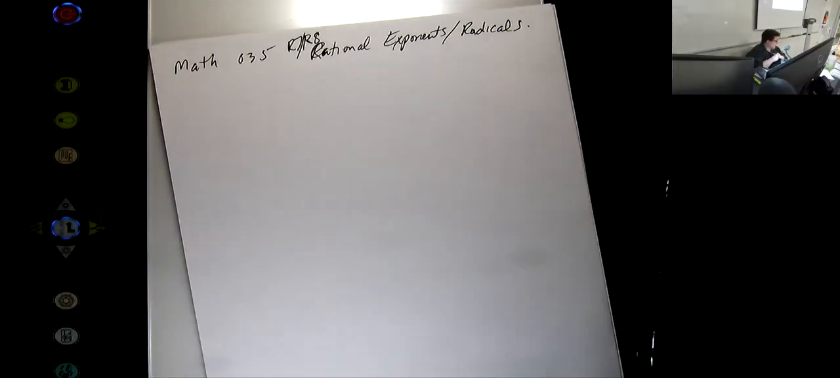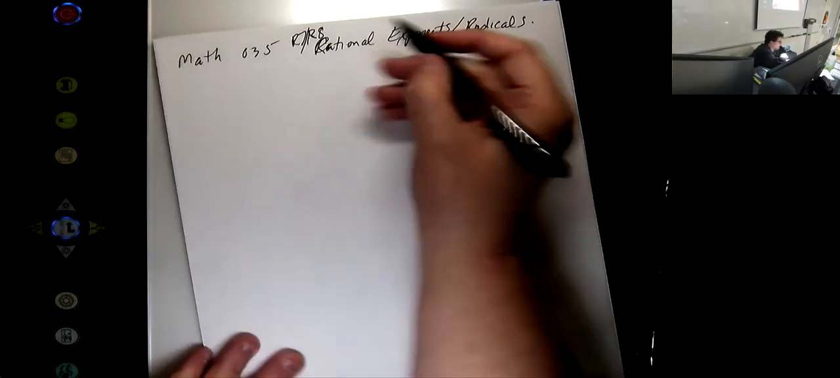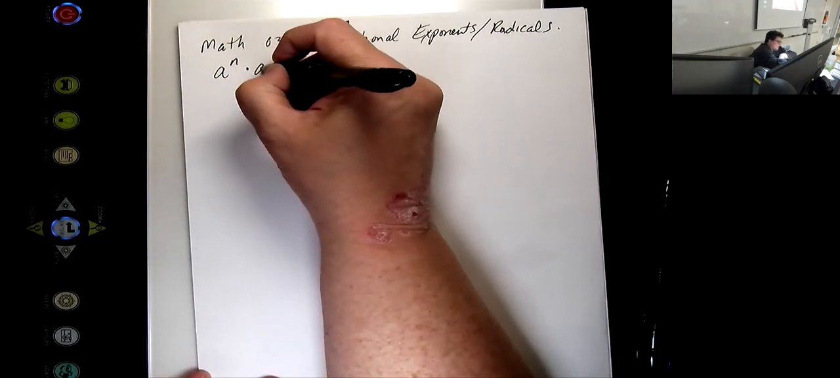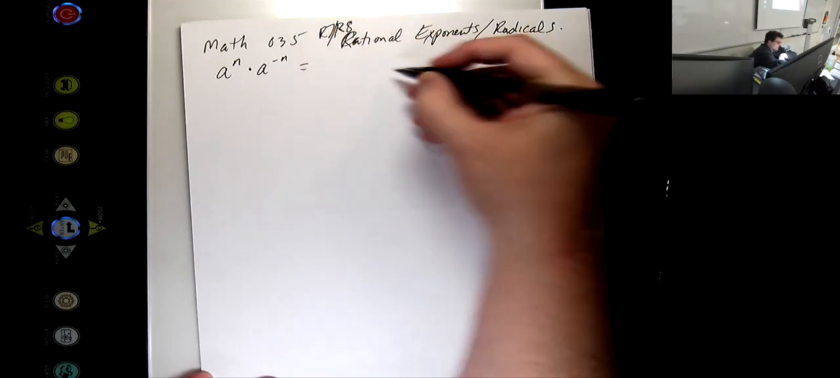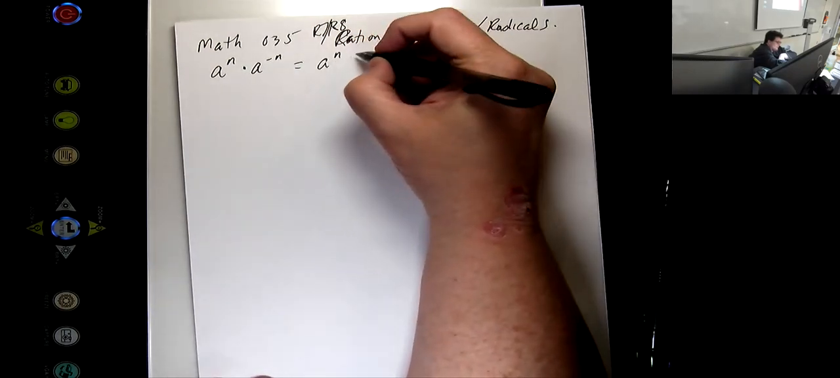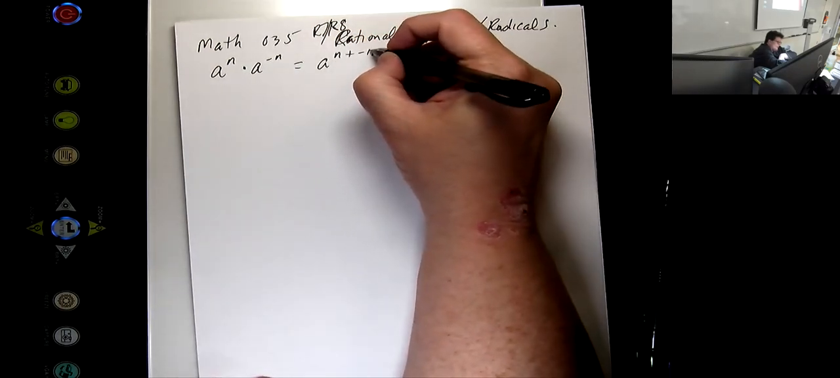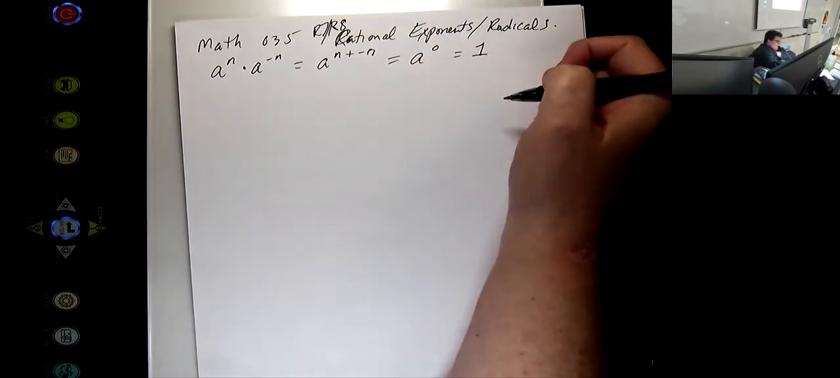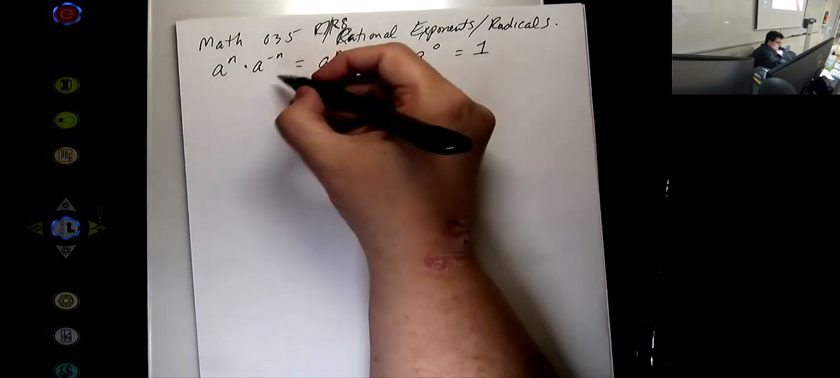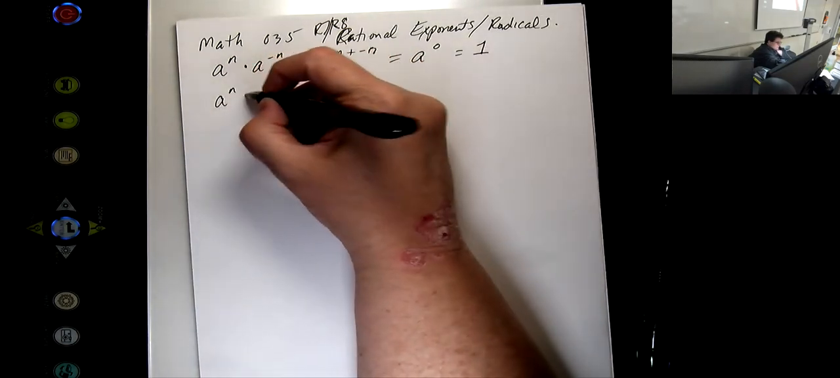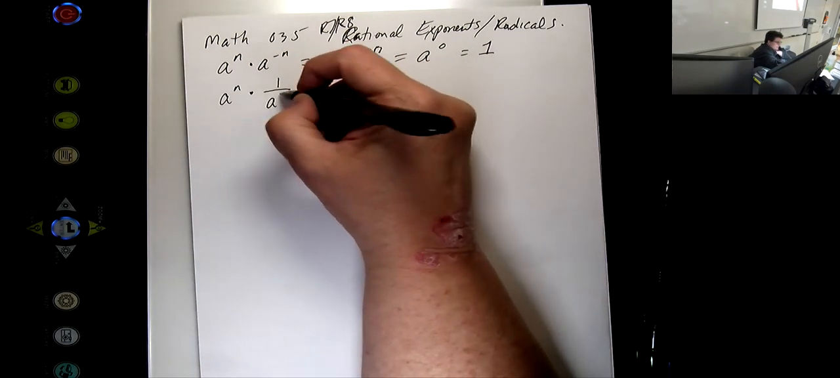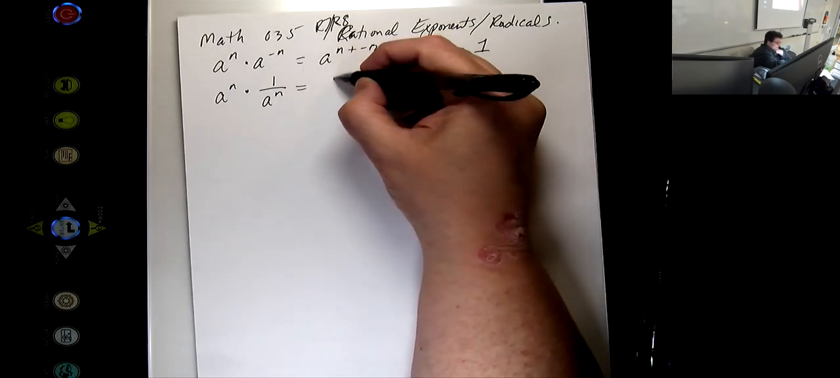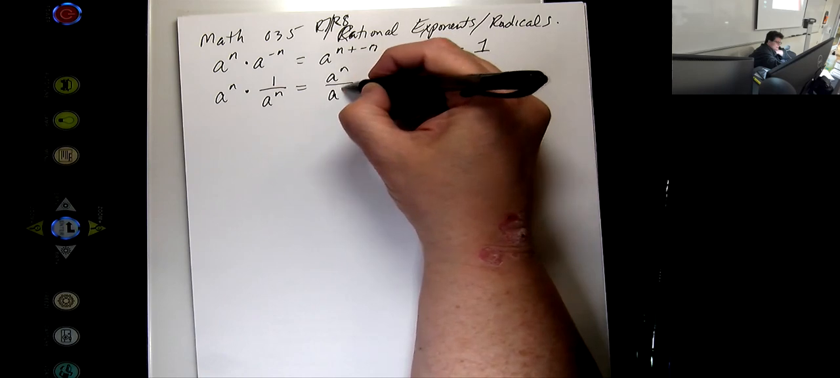Awesome. All right, so we're not going to go over showing how they all work again or doing examples. But as a quick reminder, we add exponents when they're multiplied. And in this case, we would get a to the 0, and that equals 1. We can take negative exponents and move them to the other side of the fraction and make them positive exponents. So this is another way to show that equals 1.